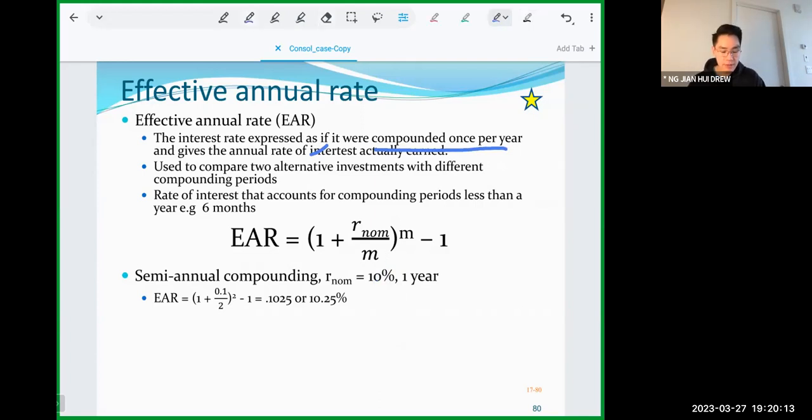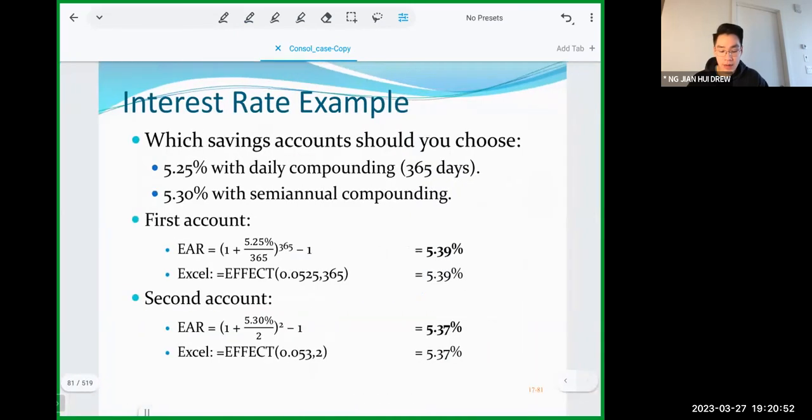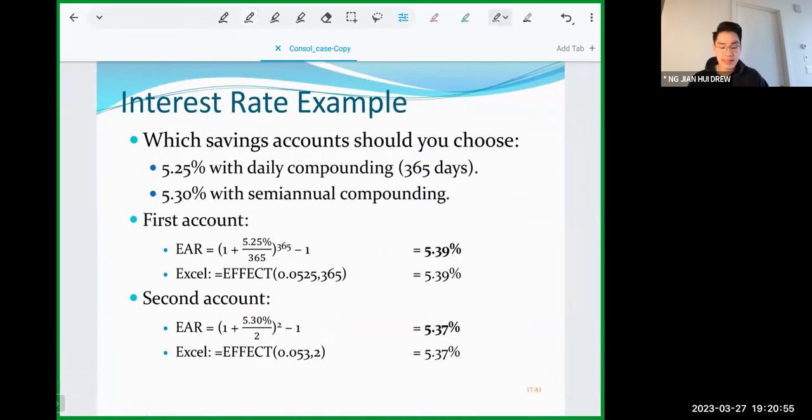So in this example here, we have semi-annual compounding. The nominal is given at 10% and 1 year. So what is the effective annual rate? We basically take the nominal, which is 10% divided by 2 because it's semi-annual, so M is 2, and so we can get the effective annual rate here. So this is using the formula. Because we can use Excel even for your final exam, we need not do this. We can use Excel to calculate for you.